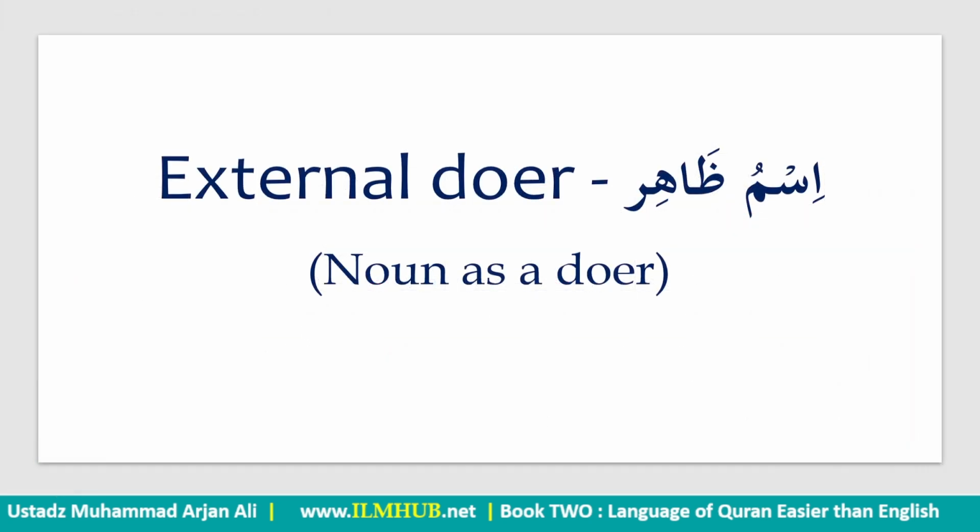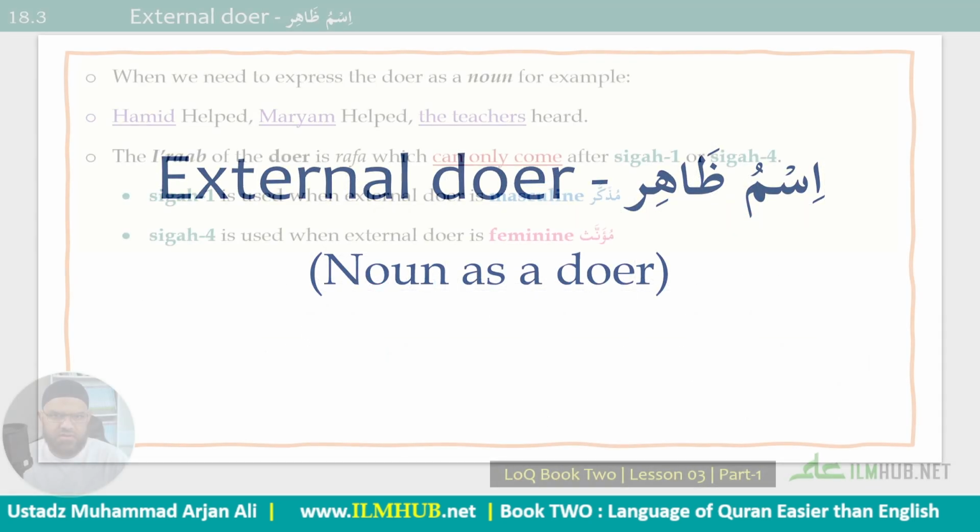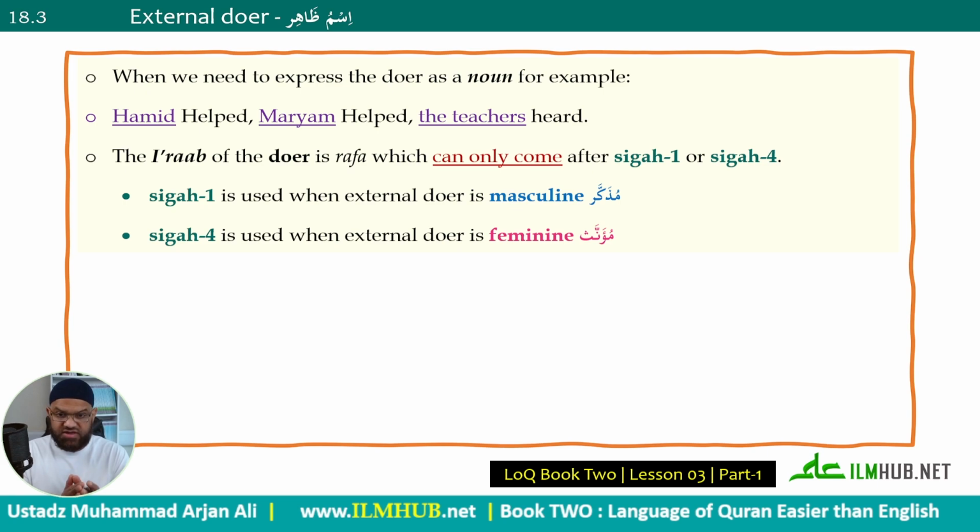So the external doer. The external doer is a noun, or an ism to be more precise, which comes after the verb and is the doer of the action. Again, you should know this parrot fashion now, that the doer will be rafa. Rafa has to be. So the doer has to be rafa. And examples of that you can see on the screen.